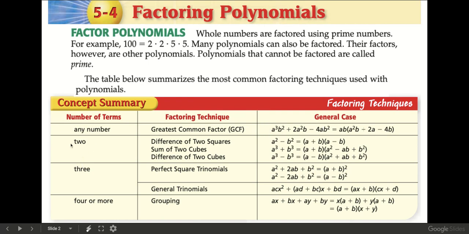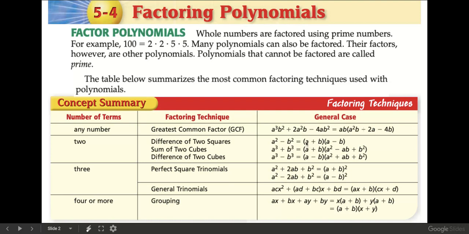The next one is if you have two terms. If you have a polynomial with two terms, a lot of times you'll find that it is the difference of two squares, the sum of two cubes, or the difference of two cubes. The sum and difference of cubes is probably a new one, but we've definitely done differences of squares before in Algebra 1. A difference means subtraction, and squares means your two terms are perfect squares. So if I have a squared minus b squared, that's going to be equal to the quantity a plus b times the quantity a minus b. If I multiply those together, they give me a squared minus b squared.